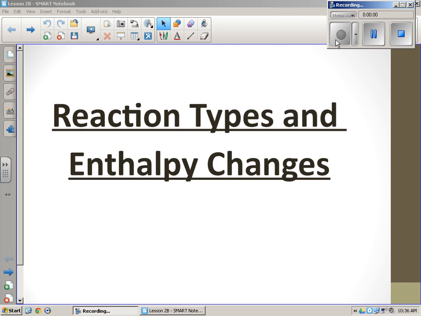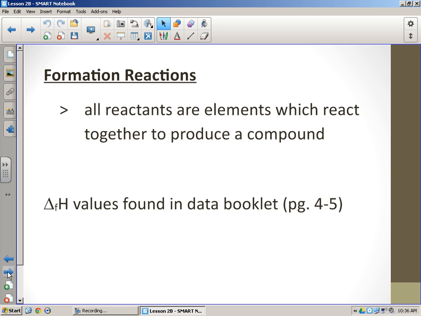Today here, reaction types and enthalpy changes. Get your data booklets open, and we're going to open to page 4 or 5 here. And the first type of reaction we're going to look at is a formation reaction.